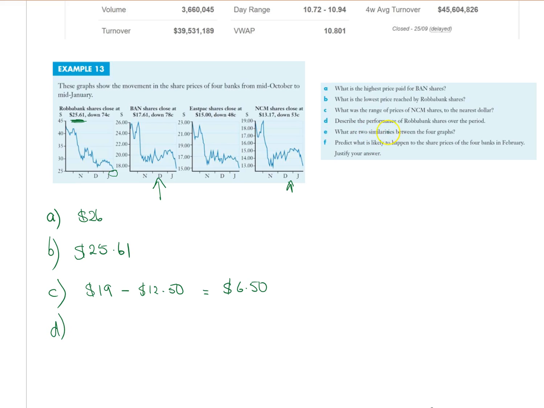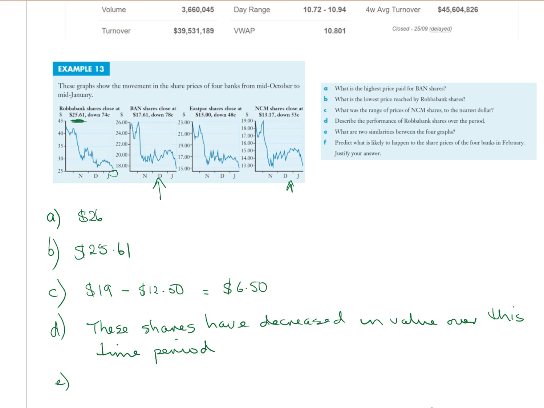D. Describe the performance of Robber Bank shares over the period. Well, Robber Bank shares are not doing so well. And we might write something like, these shares have decreased in value over this time period. There have been small times when they picked up again, but overall these shares have had an overall decrease in value.